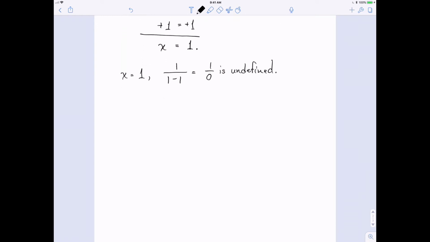So here's what we do now. We say the domain for a rational expression of x over x minus 1 is any real number except x cannot equal 1.